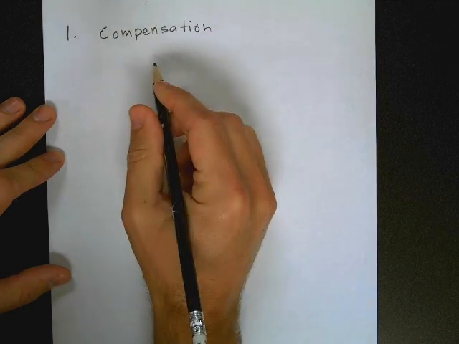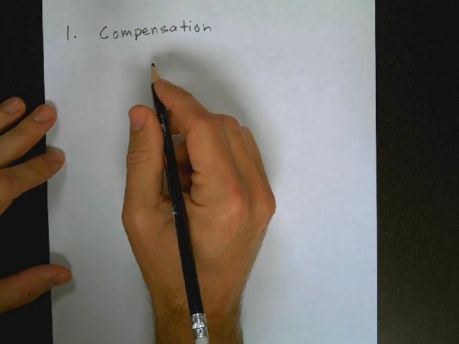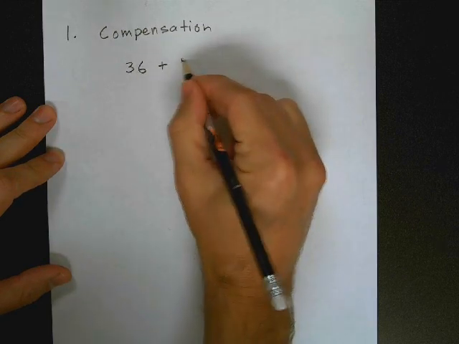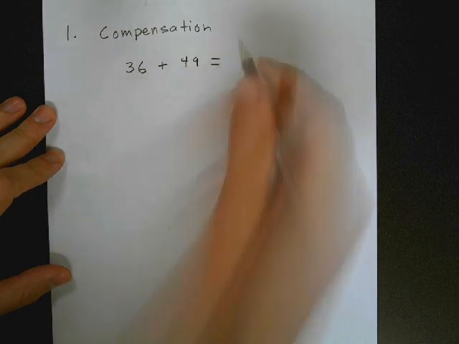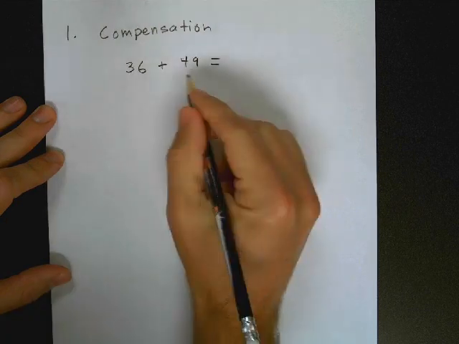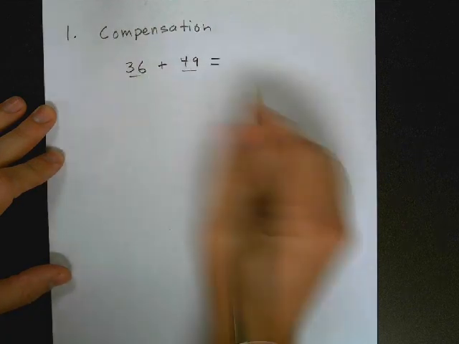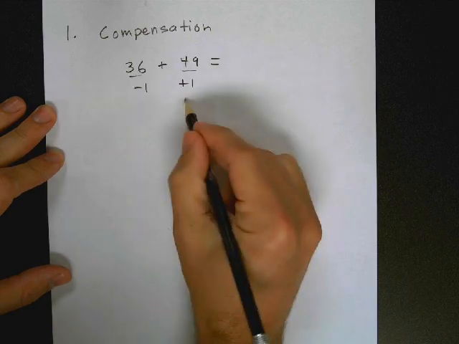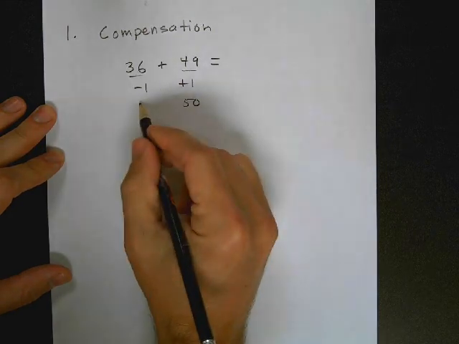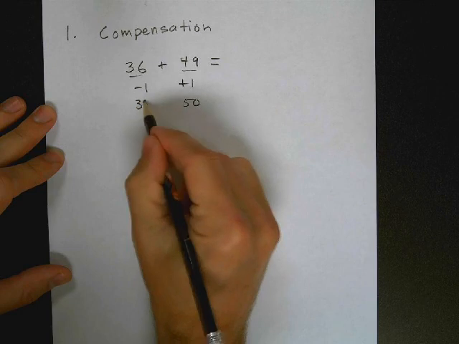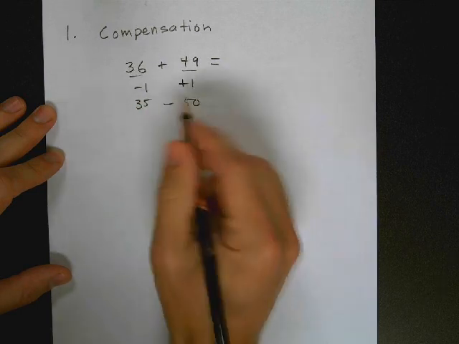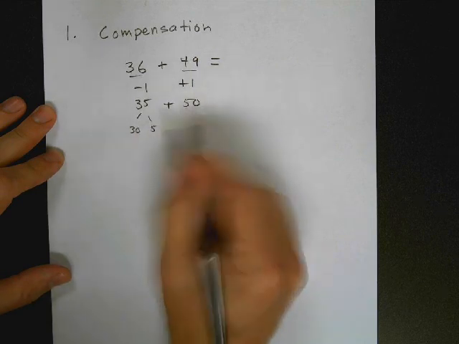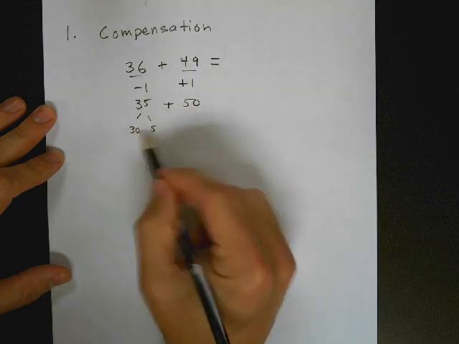If you have a problem that you're working for compensation, let's say it's 36 plus 49. Which one's close to a 10? Plus 1, minus 1, do the inverse. Then I have 50, and I have 35. Now you could break these two apart. 35 would be 30 and 5, but 50 plus 30 is 80. 80 plus 5 is 85.